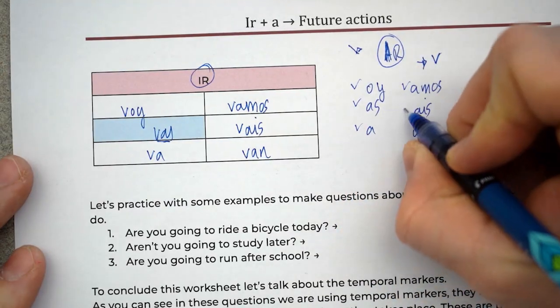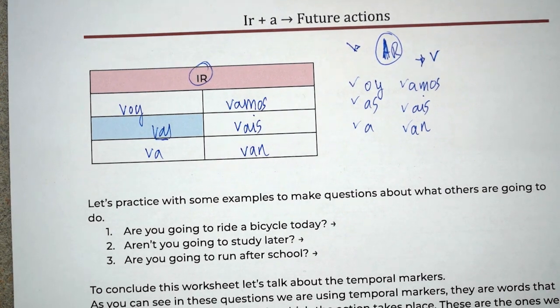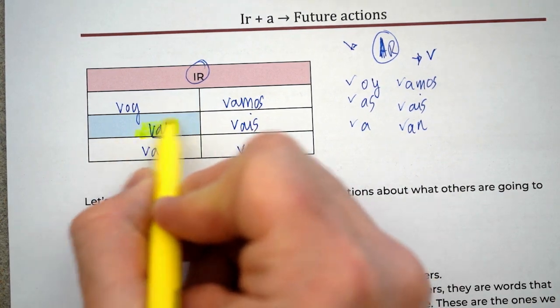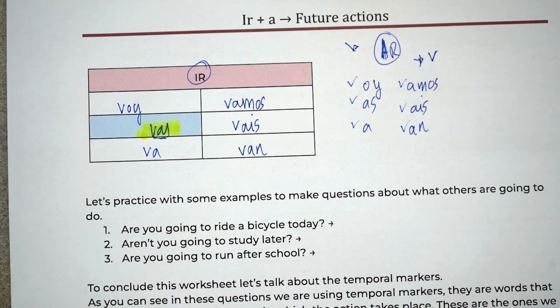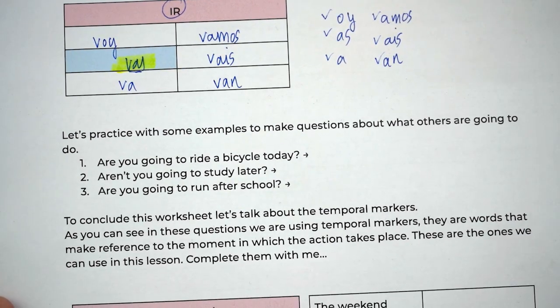Okay, so now we are going to use the you form, the vas, to make questions. Are you going to? Just saying vas a. Let's practice with some examples to make questions about what others are going to do. Are you going to ride a bicycle today?